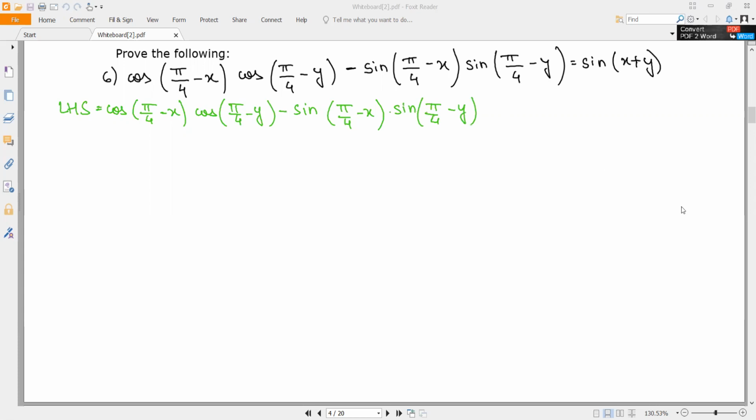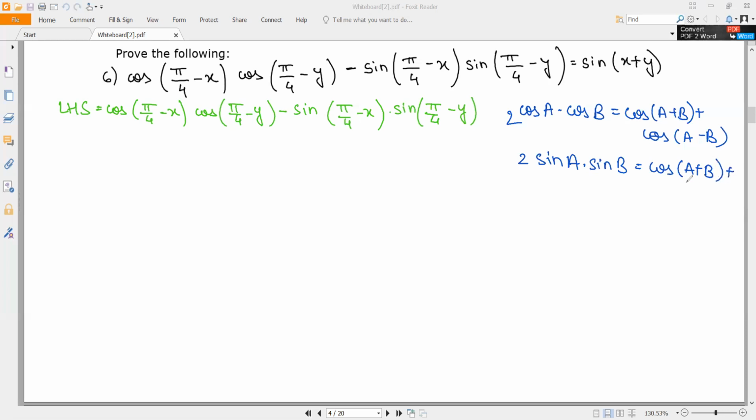Now we have the formula for cos A into cos B. 2 times cos A into cos B is equal to cos of A plus B plus cos A minus B. Similarly, 2 times sine A into sine B will be equal to cos A plus B, not plus, minus, because sine, minus cos A minus B.